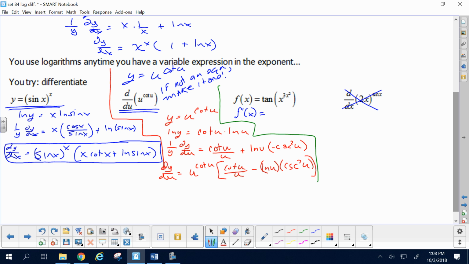Yeah, let's start. We will worry about that later. Right now, we'll worry about the chain rule. What's the derivative of the outer function? Secant squared of x to the 3x squared, then times the derivative of x to the 3x squared.